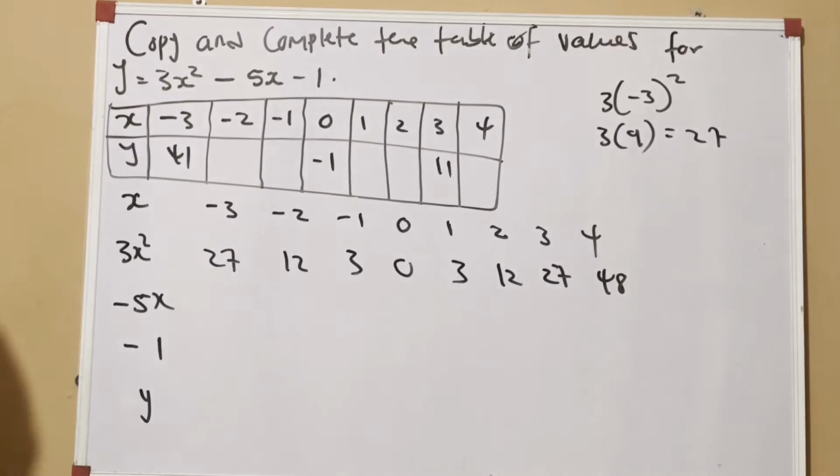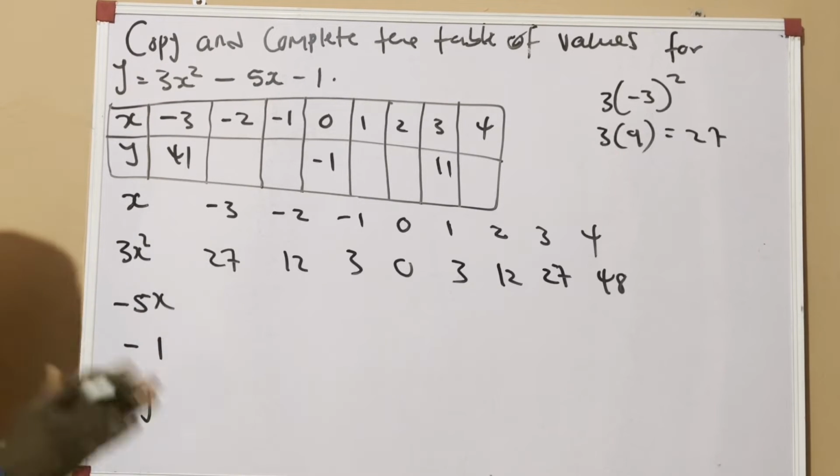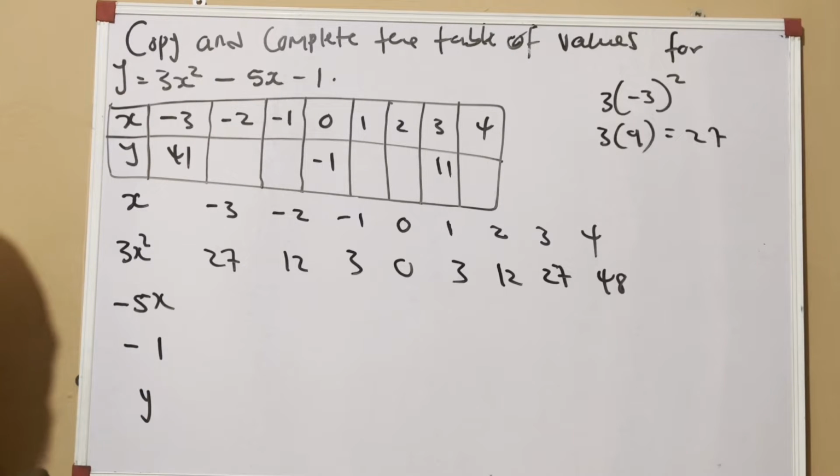Good. We are done with the first row, which says 3x squared. Simple and easy. You see, when you are solving problems in mathematics, don't see it as something big. Just calm yourself down, and you see you getting it, step by step. Math is all about step by step. Now let's go to the next column.